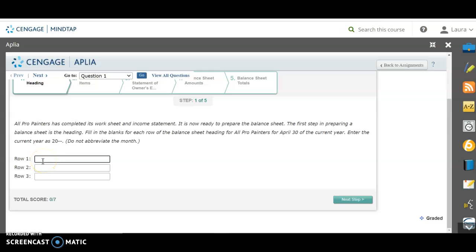The name of the company goes first, which is All Pro Painters. Row 2, the name of the document, which is the balance sheet. And remember, this one is a date, so it's going to be April 30th, 20-- . So that is our heading.